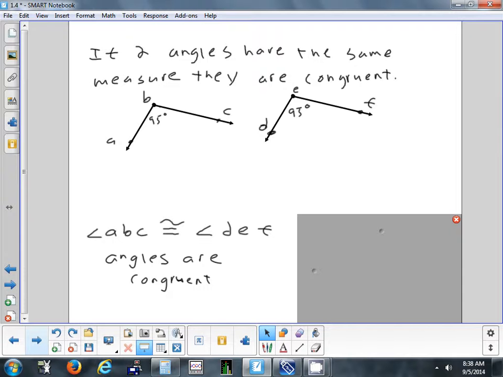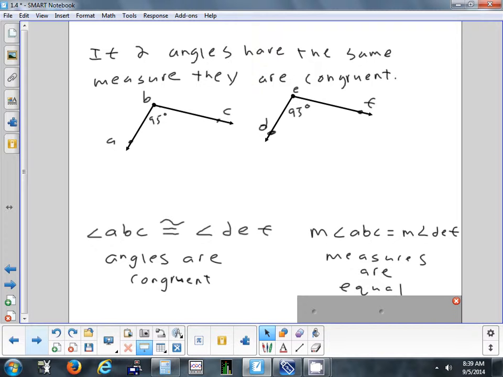Now, what if I wanted to talk about their measures? What kind of symbol would I use with a measure, since it's a number and not an object? Yep. I could use an equal sign. If you're putting an equal sign, it's because you're talking about something numeric. In this case, the measure of angle ABC is equal to the measure of angle DEF. You'd never say the measures are congruent. That doesn't make sense. You say numbers are equal, not congruent.